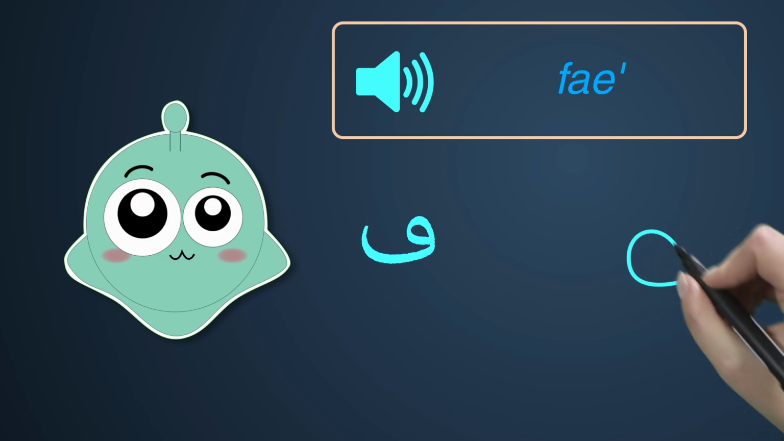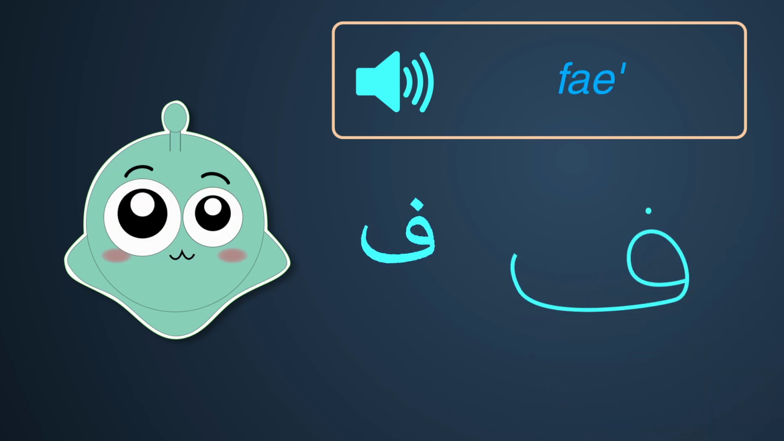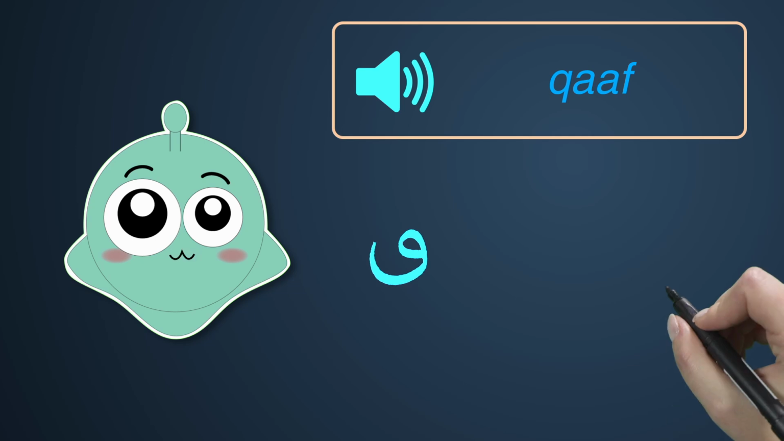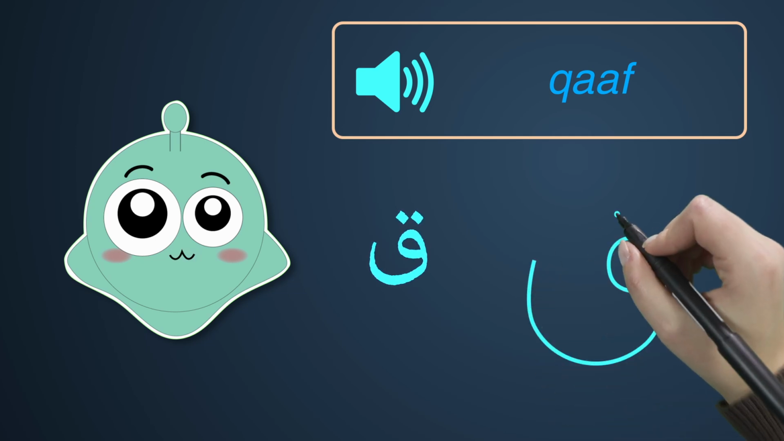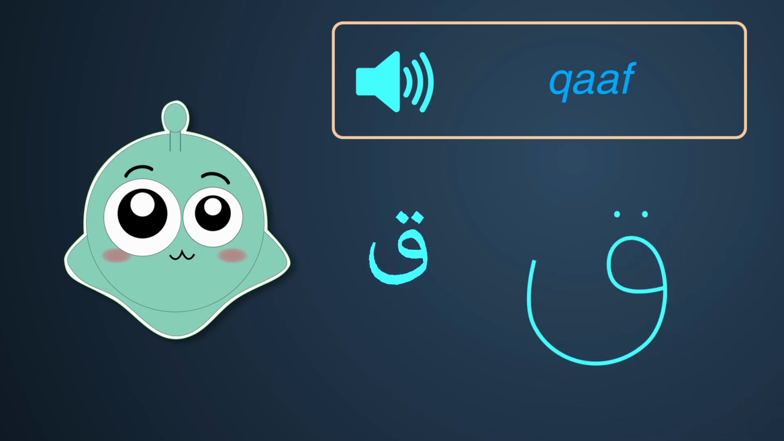Fa. The equivalent letter is F. Qaf. There is no equivalent letter, but the approximate sound would be the guttural letter K.